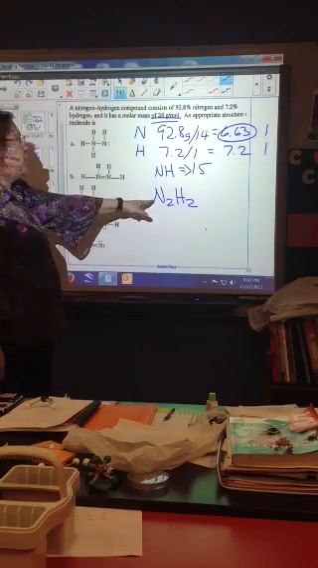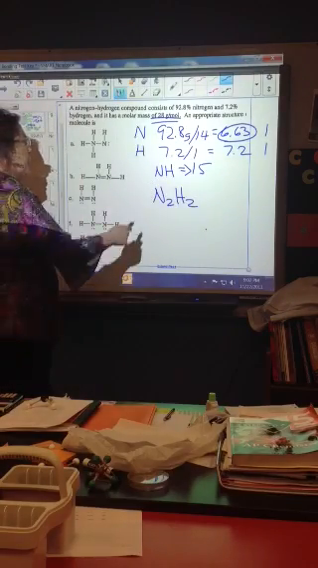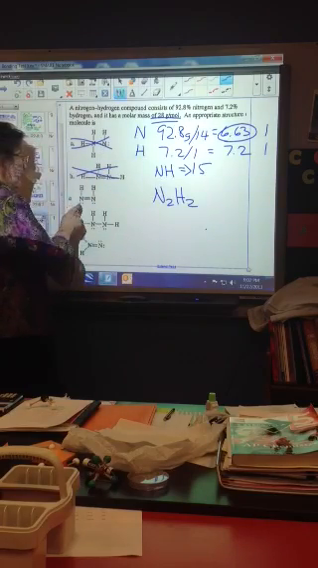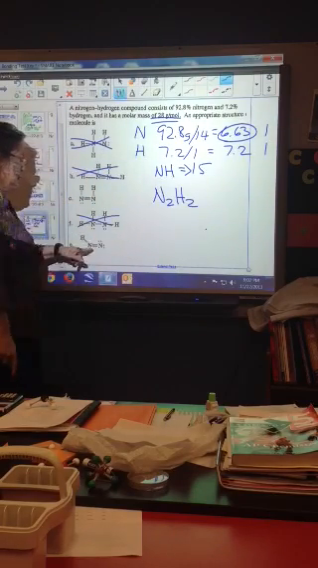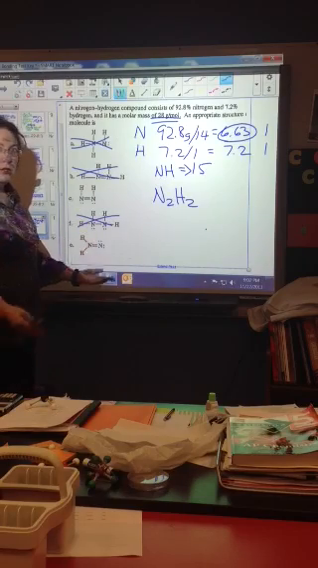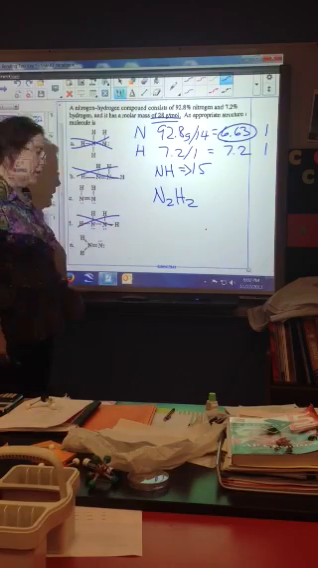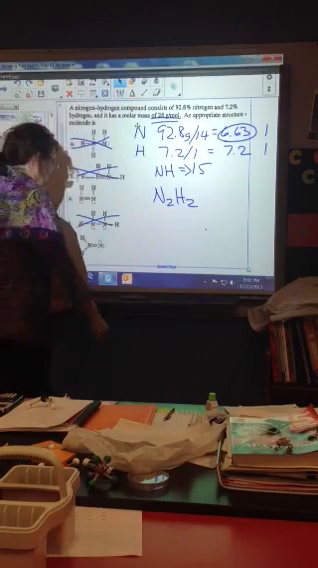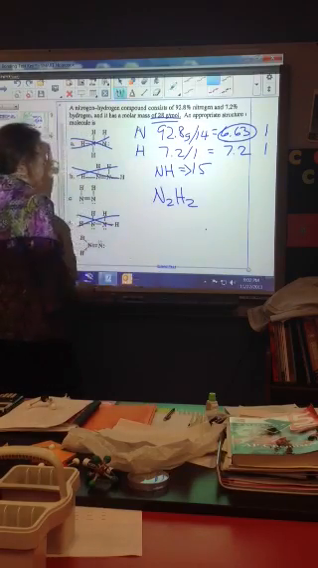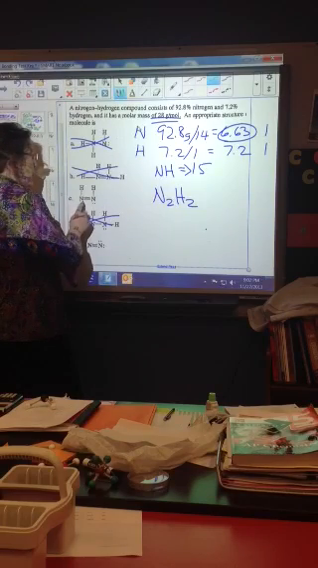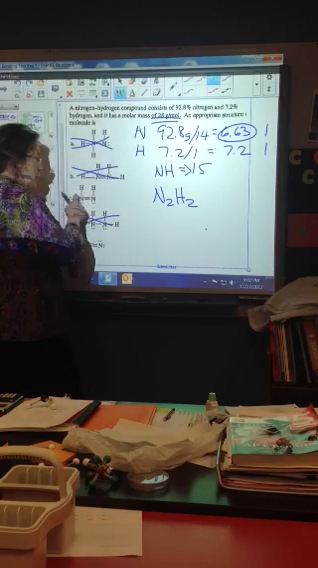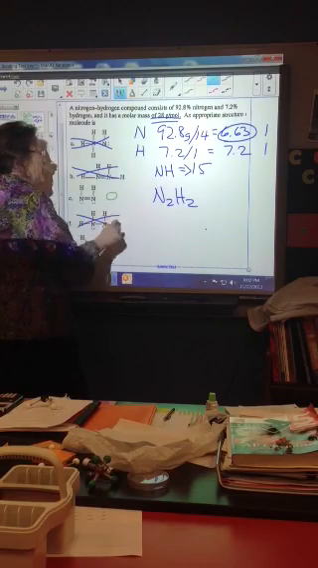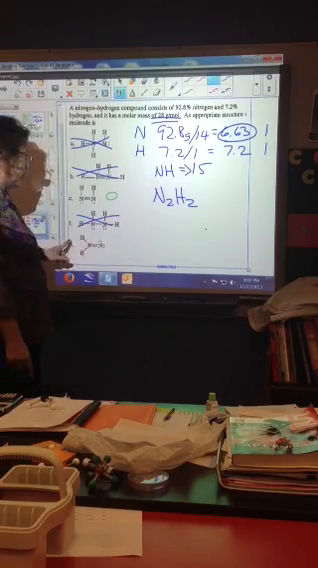So we're looking for the correct Lewis structure for N2H2. Definitely got too many hydrogens. This might be it, or this might be it. And so we need to look at formal charges to help us determine which Lewis structure is better. So let's do formal charges. So 1, 2, 3, 4, 5. No formal charge here. 1, 2, 3, 4, 5. So formal charges add up to 0 in that structure.